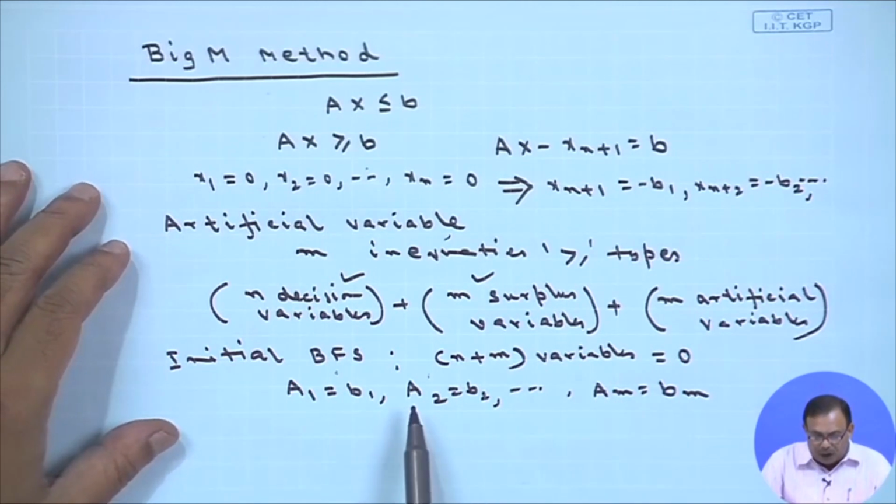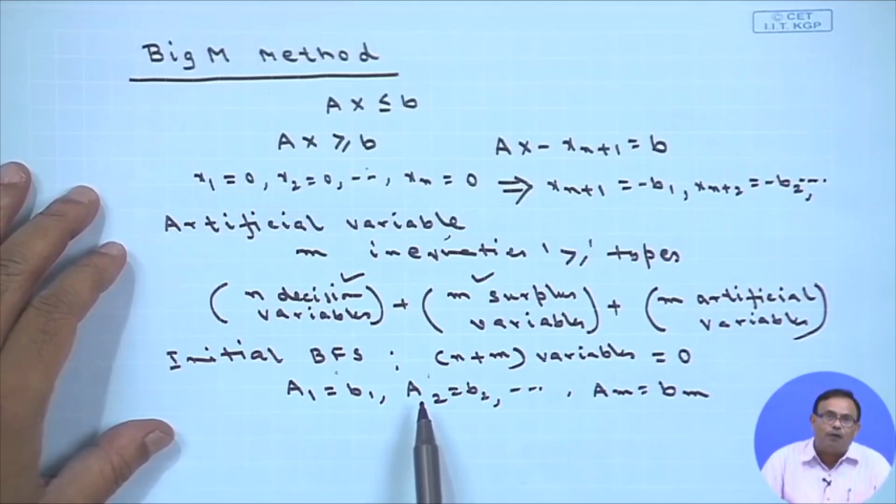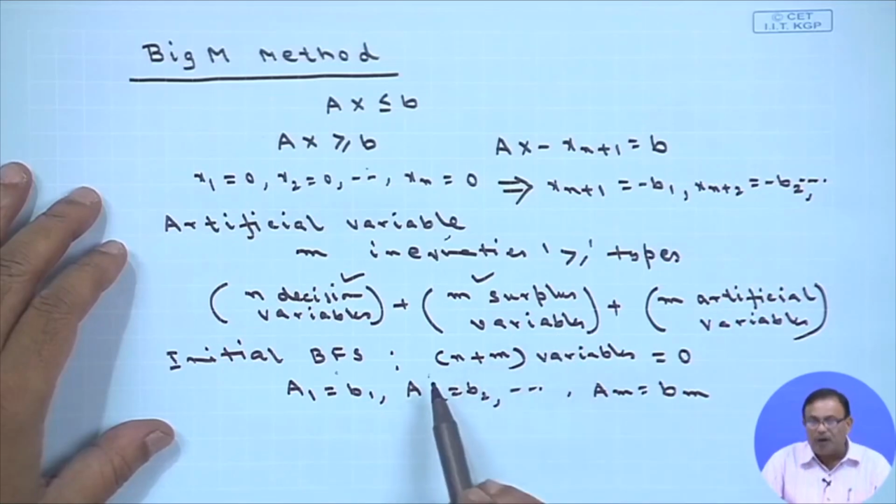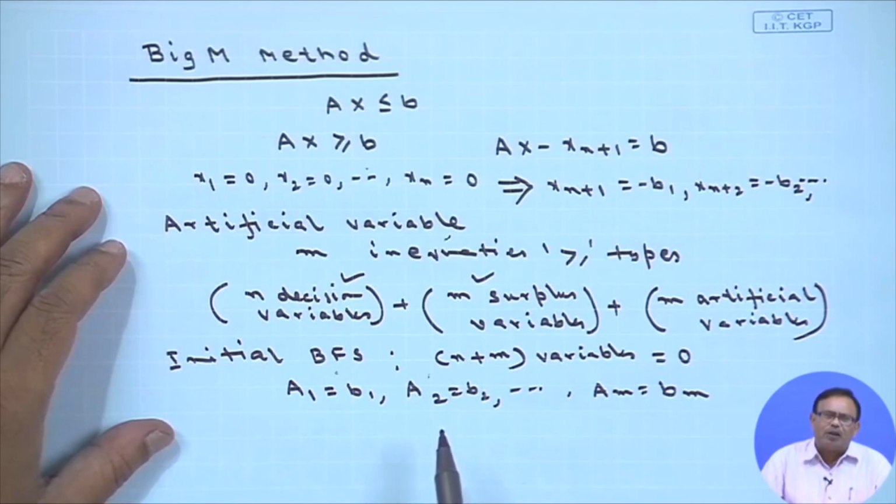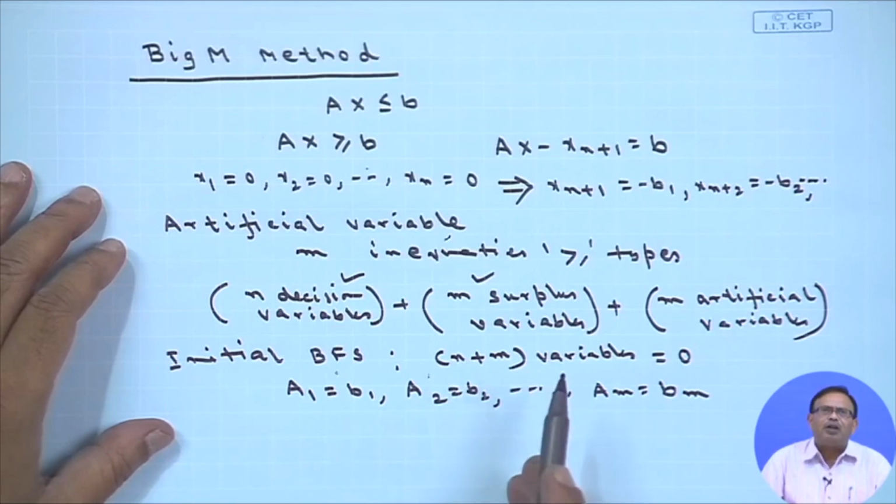But if you see one thing, the final solution of this will not be the solution of the original problem, because the original problem and the modified problem after including the artificial variable are not the same. For that reason, I have to remove somehow the artificial variables from the final basis matrix or from the final table.